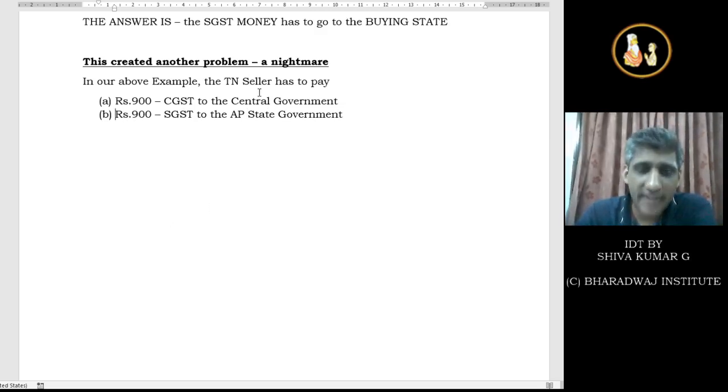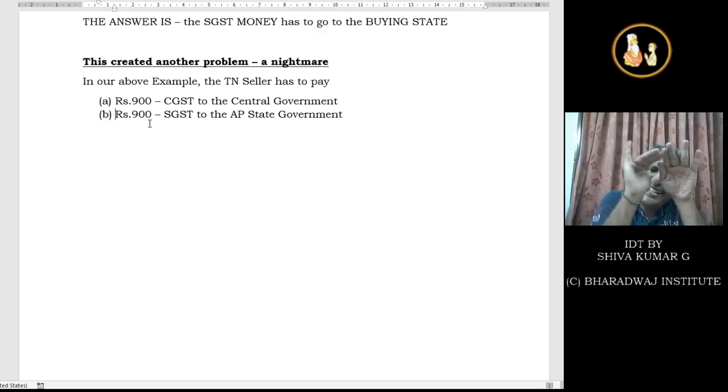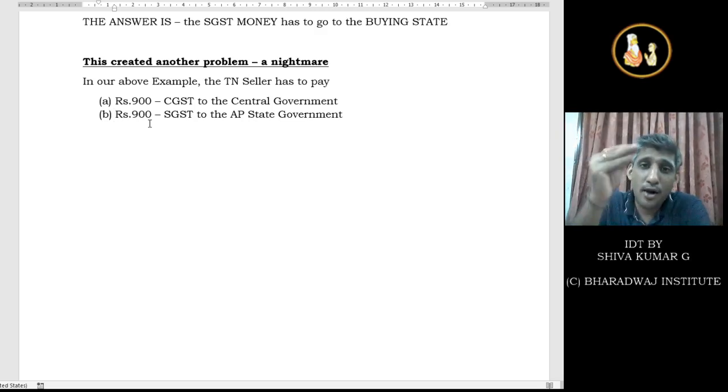So the Tamil Nadu seller has to pay 900 to the central government and 900 to the state, that state being the buying state. Which state is that in our example? Andhra. Now, by now you should have understood the problem. What is the problem? The Tamil Nadu fellow pays tax to the central government, but will not pay tax to the Tamil Nadu government itself. If the Tamil Nadu fellow has sold goods in Tamil Nadu to a Tamil Nadu buyer, their SGST has to go to Tamil Nadu.